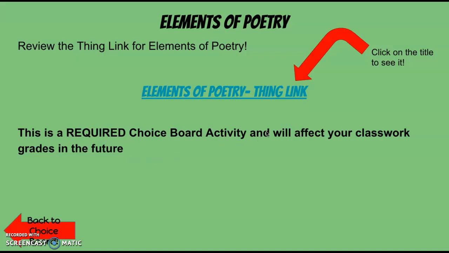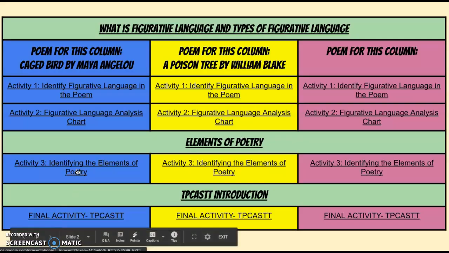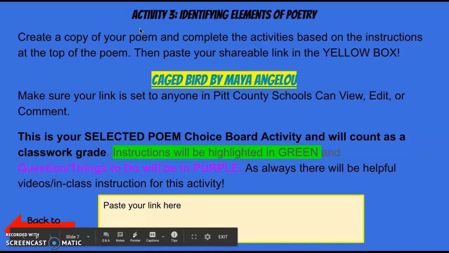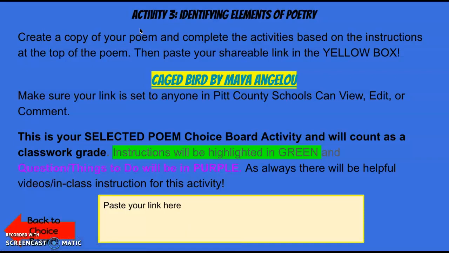This is a required activity for you to go and view and review on your own, because if you do not know this, it does affect your classwork grade. Which would bring us to activity 3. So you can see all my blue column stuff is in blue. So if you navigate through your choice board in a way that is not using the back to the choice board buttons, you just know that if you pick the blue column, you're on all the blue slides. If you pick the yellow column, you're on all the yellow slides.